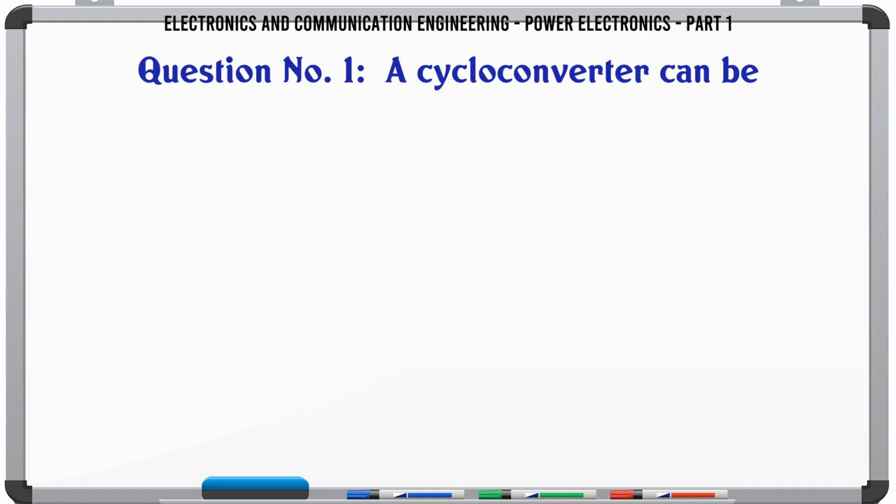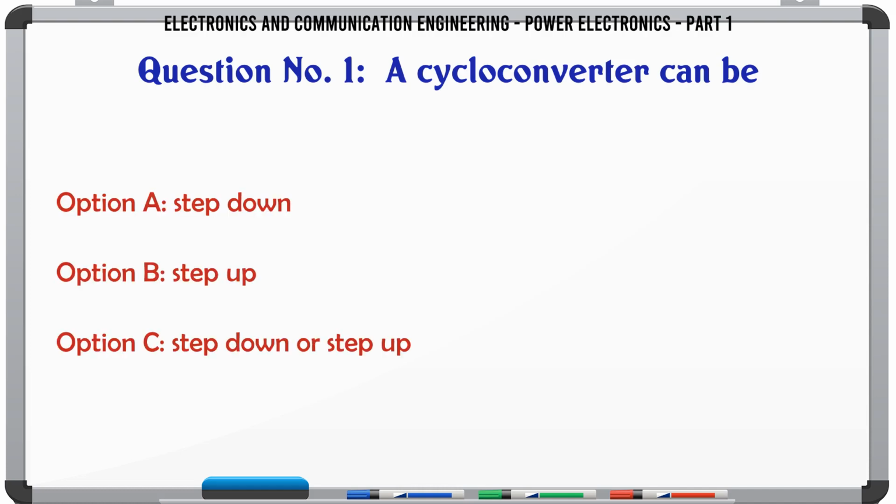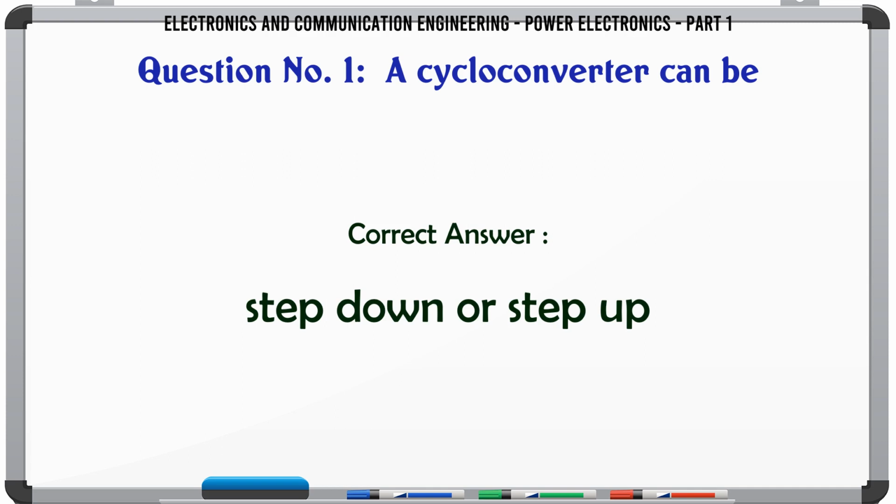A cycloconverter can be A. Step down, B. Step up, C. Step down or step up, D. None of the above. The correct answer is step down or step up.